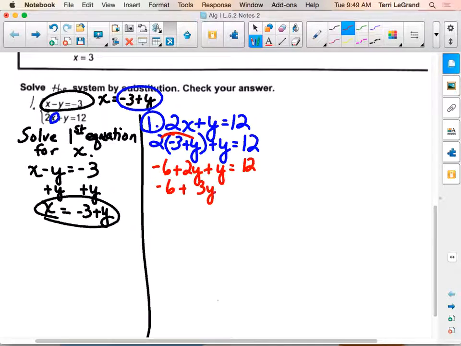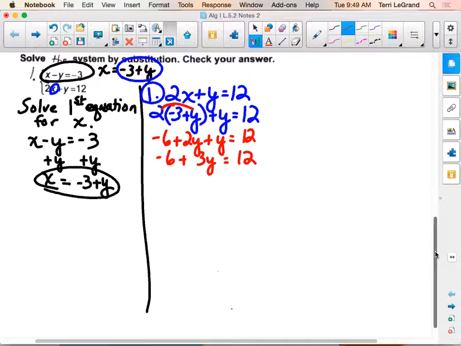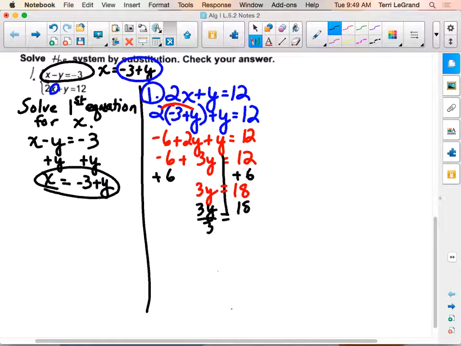After you do some simplifying first. I get that y equals 6. How about you? Same? Okay.